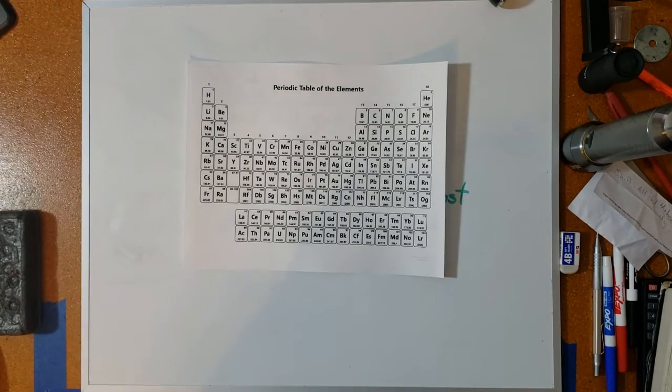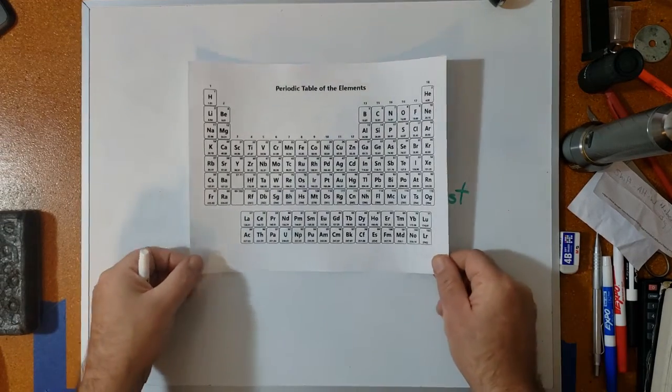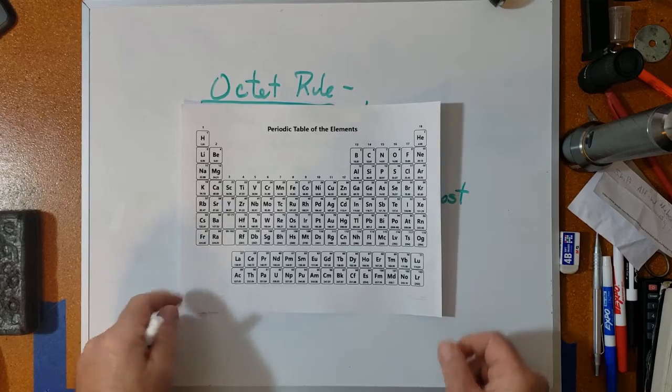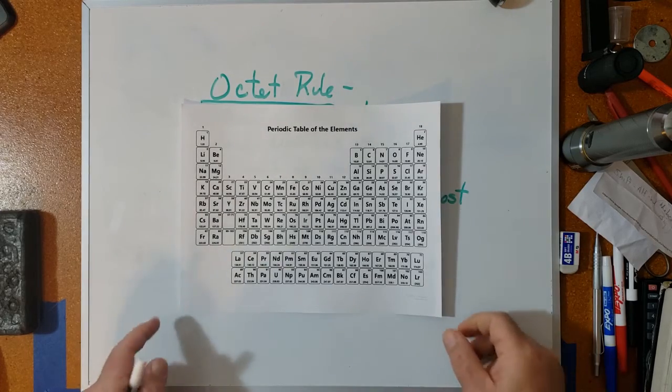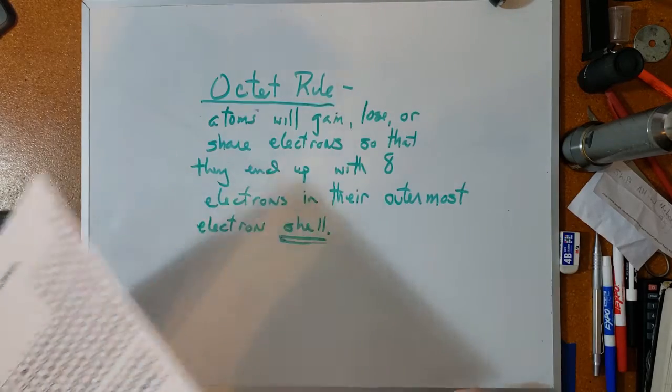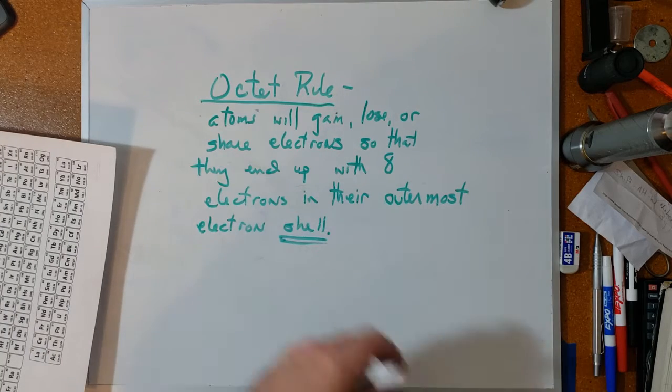Hi, boys and girls. Today we're going to spend a little time discussing in more detail something known as the octet rule. The octet rule tells us that atoms will gain, lose, or share electrons so that they end up with 8 electrons in their outermost electron shell.